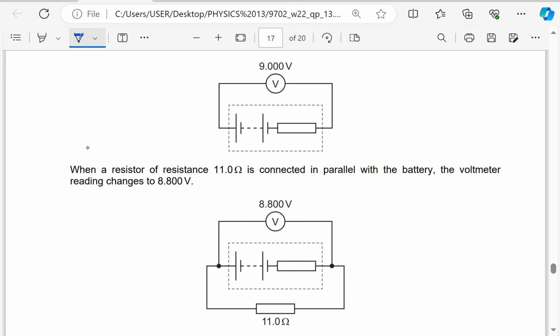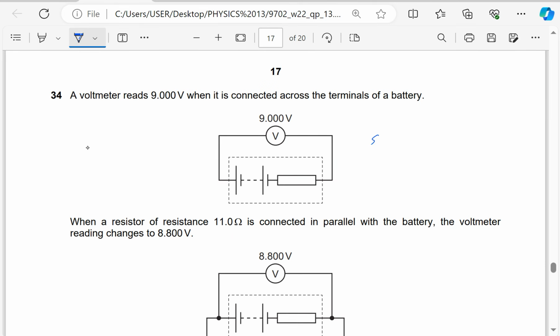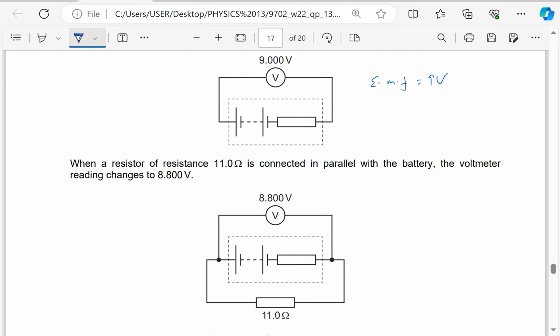So that means 9 volts is going to be the EMF. EMF is 9 volts because there is no external circuit here. When a resistor of resistance 11 ohms is connected in parallel with the battery, the voltmeter reads 8.8 volts. So this is going to be terminal PD. PD across 11.0 ohms is 8.8 volts. This is terminal PD.